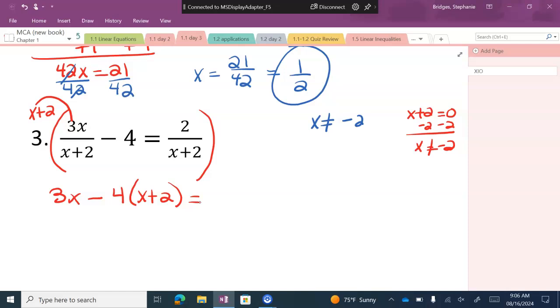Everybody good? And then the last fraction, when I multiply x plus 2 times 2 over x plus 2, what happens? The x plus 2's cancel out, and I'm left with just 2. So that cancels with that, leaving me with just the 2. Finish solving it.